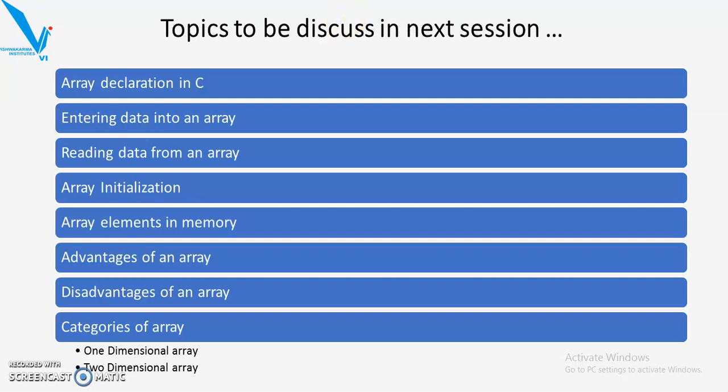Now in the next session, we'll learn about the array topic. In this we are going to cover array declaration in C, entering data into an array, reading data from an array, array initialization, array elements in memory, advantages and disadvantages of an array, and two categories of array, that is one-dimensional array and two-dimensional array.